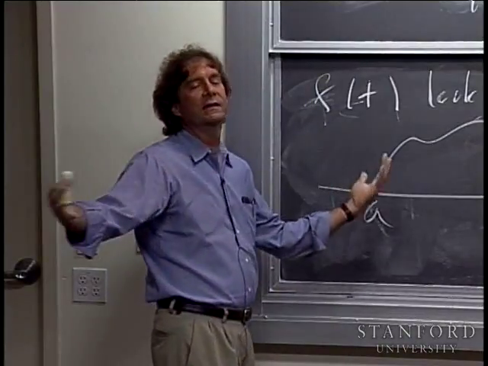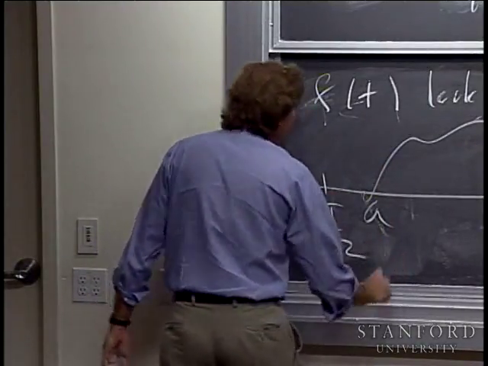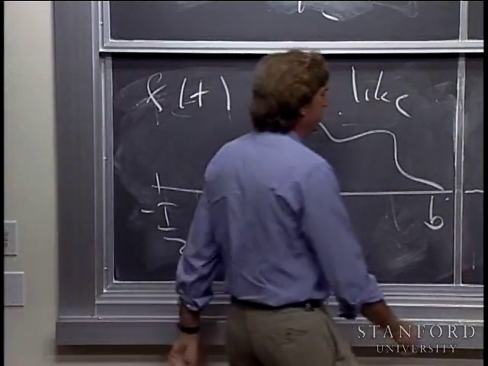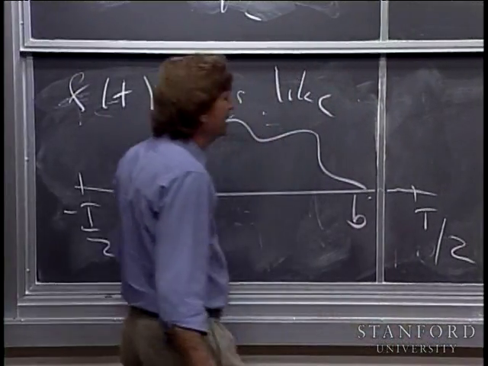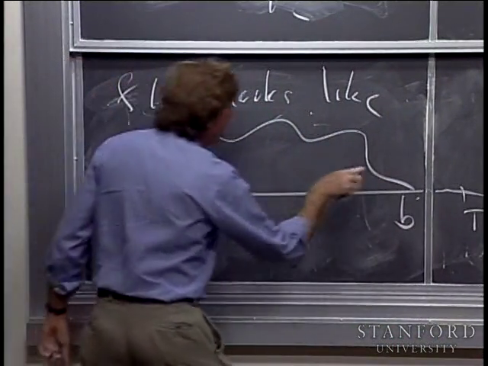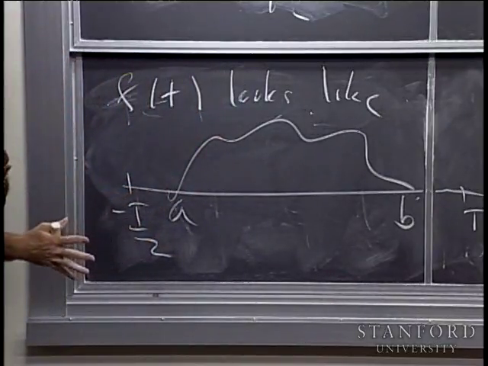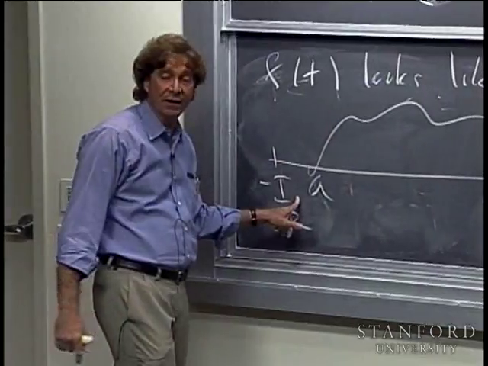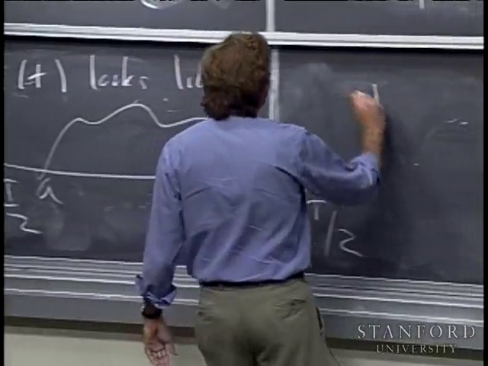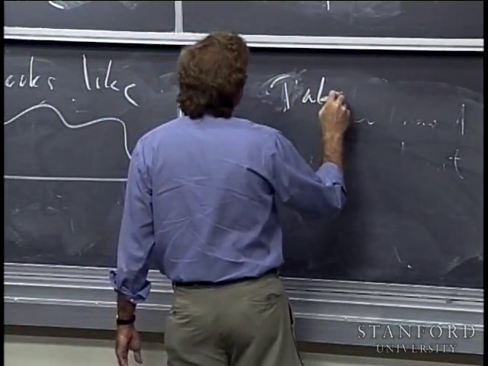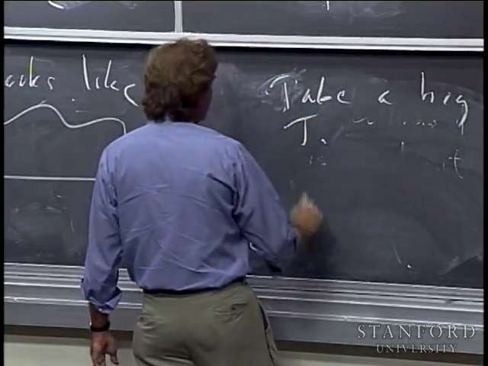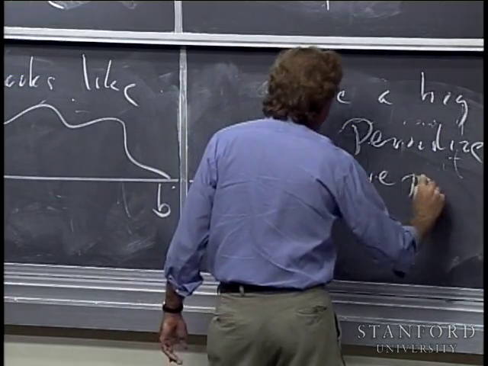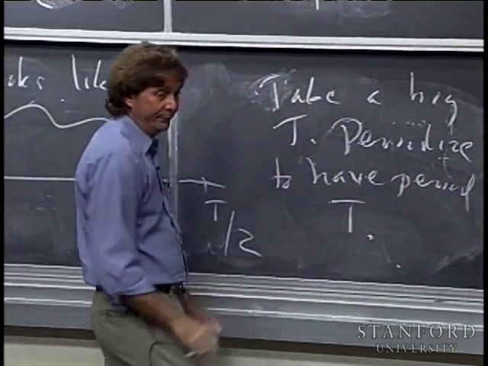So I take some big number T, and I periodize this, so that minus T over 2 is less than a and plus T over 2 is bigger than b. So here's my function. It's 0 less than a, it's 0 bigger than b. I want to imagine this is a periodic function. So I take some big period beyond where the function is 0, and I periodize it to have period T. Okay, fine.